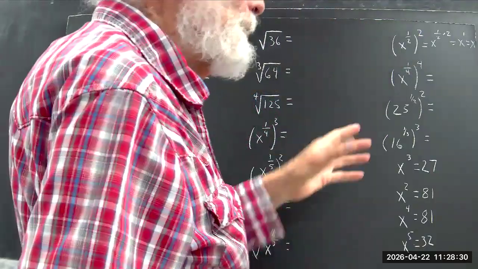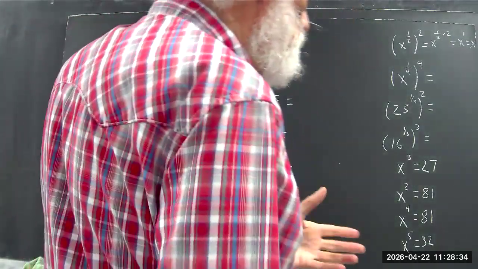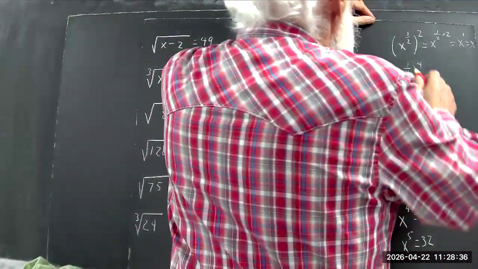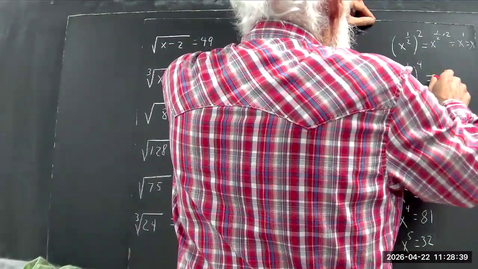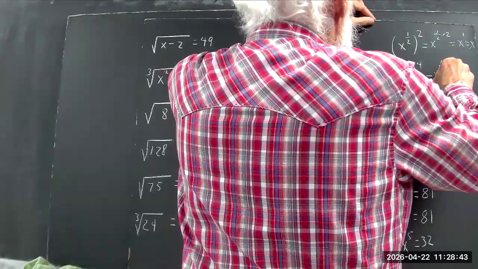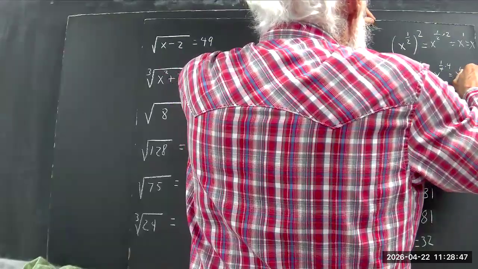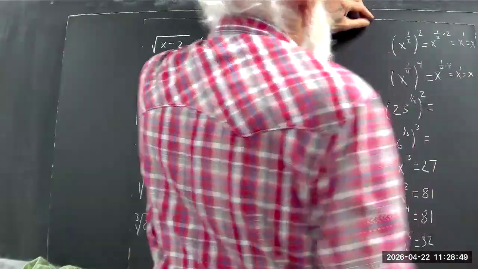What about x to the 1/4 to the 4th power? Now think that one through. Stop and think it through. Just pause the video and think it through. Okay, well, similar to the one above, we write this as x to the 1/4 times 4, which again is x to the 1, which is just x.